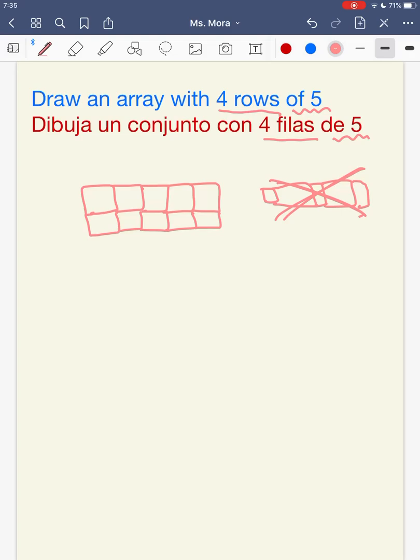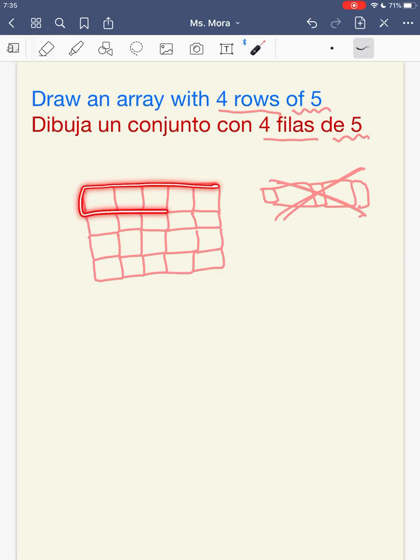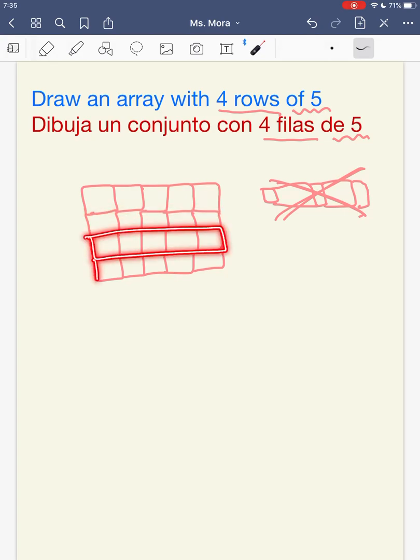So I have 2 rows of 5, 3 rows of 5, and 4 rows of 5. Okay, so here are my 4 rows of 5. Aquí están mis 4 filas de 5. I'm just going to show you. Here's one row with 5 squares. Here's my second row with 5 squares. Here's my third row with 5 squares. And my fourth row with 5 squares.